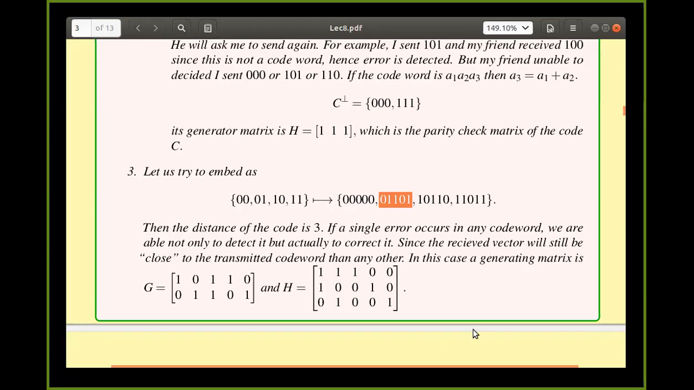And now, what is H? Sir, why is that the advantage only for a linear code?